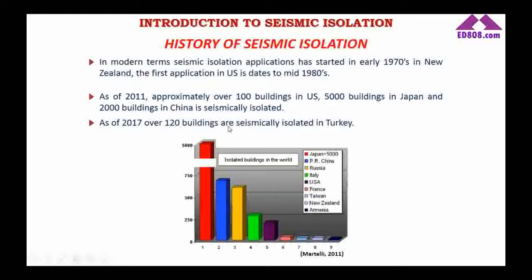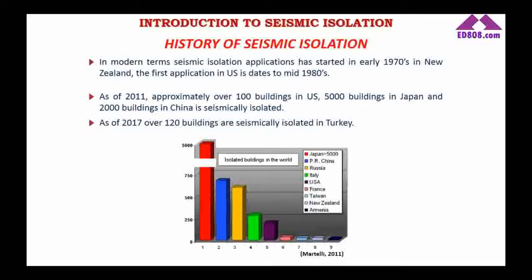And after the 1970s, the first application, in modern terms, was in New Zealand, and the first application in the United States was after the mid-1980s. Several applications have been done all over the world. The top rank with the most seismic isolated buildings in the world is Japan, but these are mostly small-scale buildings, like residential buildings of 1-2 stories. In the numbers of 2011, there were more than 5,000 seismic isolated buildings in Japan. Then the second ranking was China, then Russia, Italy, United States, France, Taiwan, New Zealand, and Armenia.